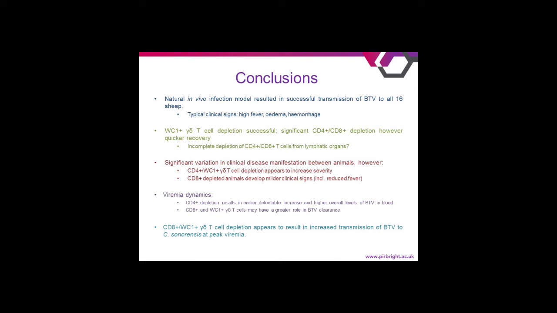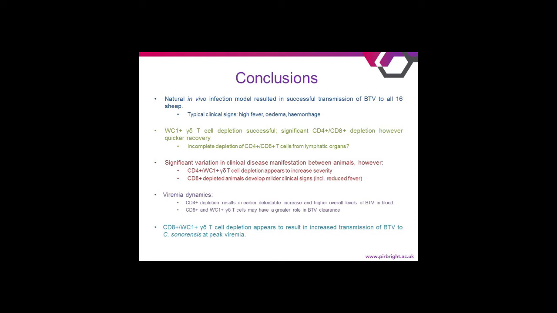So in conclusion, our natural in vivo infection model resulted in successful transmission of BTV to all 16 sheep, and we got typical clinical signs of high fever, edema and hemorrhage. The WC1 gamma delta T cell depletion was successful, and we got significant depletion of CD4 and CD8, although these did come back towards the end of infection, and we think this might be because of incomplete depletion of the lymphatic organs. We got significant variation in clinical disease manifestation between the animals.